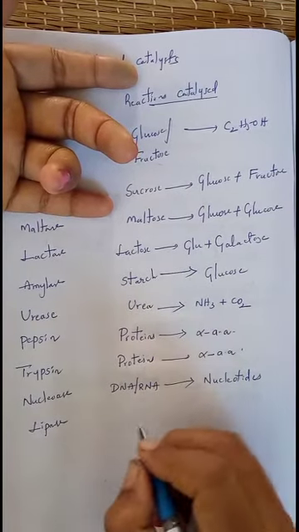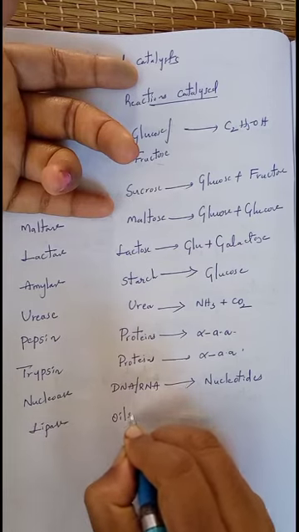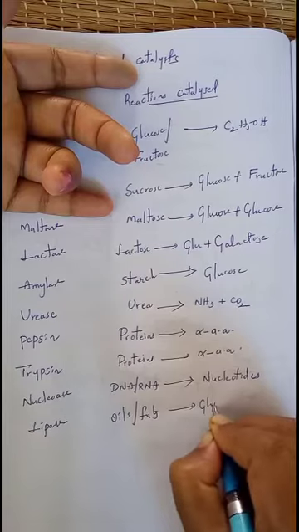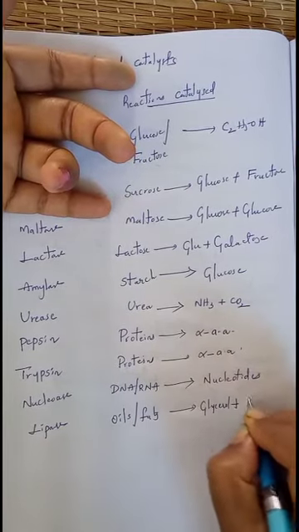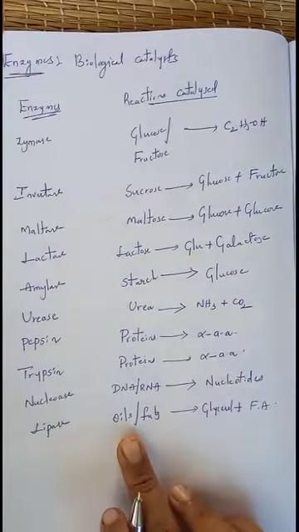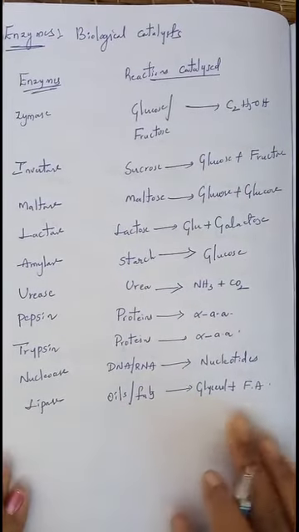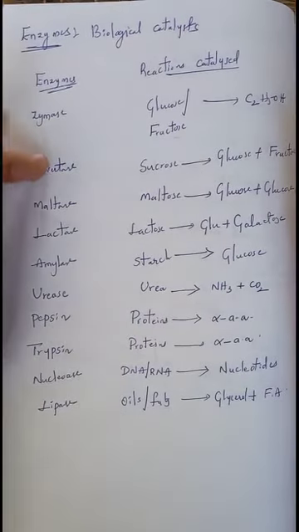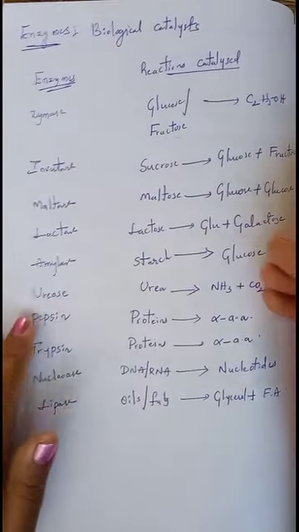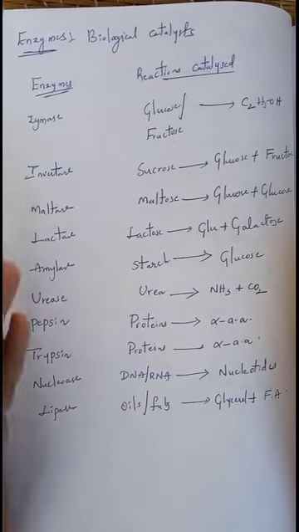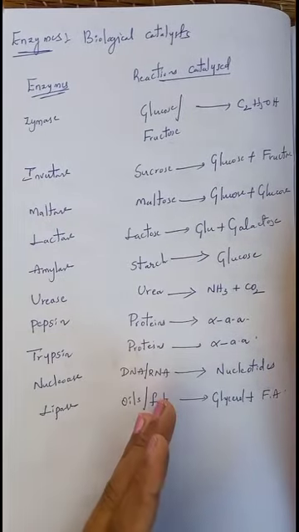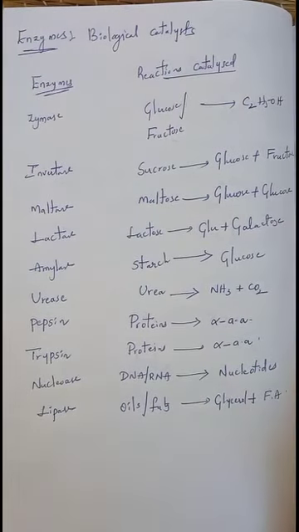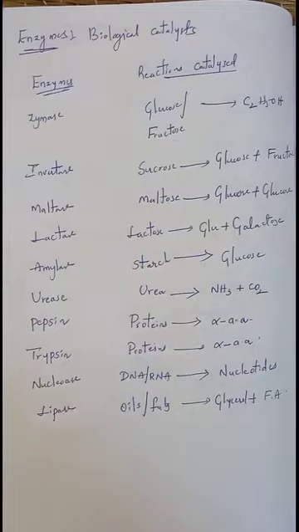Next, another enzyme, lipase. This lipase is used in the conversion of oils and fats into glycerol and fatty acids. So different types of enzymes can have different types of biological activity. All these enzymes can catalyze different types of biochemical reactions. That's why we can call them biological catalysts.